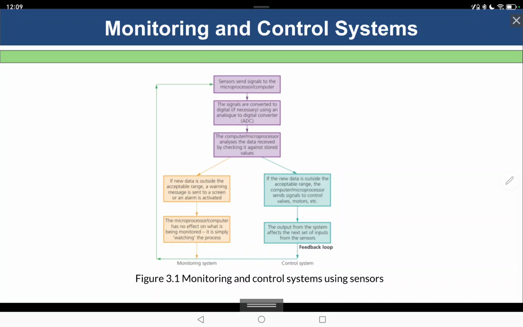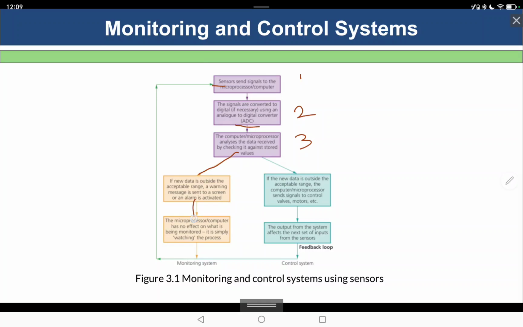In both systems, the sensor will send signals to the microprocessor or the computer, and then these signals are converted to digital if necessary by using an analog to digital converter. Then the computer or microprocessor will analyze the data received to check it against a preset value. For a monitoring system, if the new data received is outside an acceptable range, a warning message is sent to the screen or an alarm is activated.